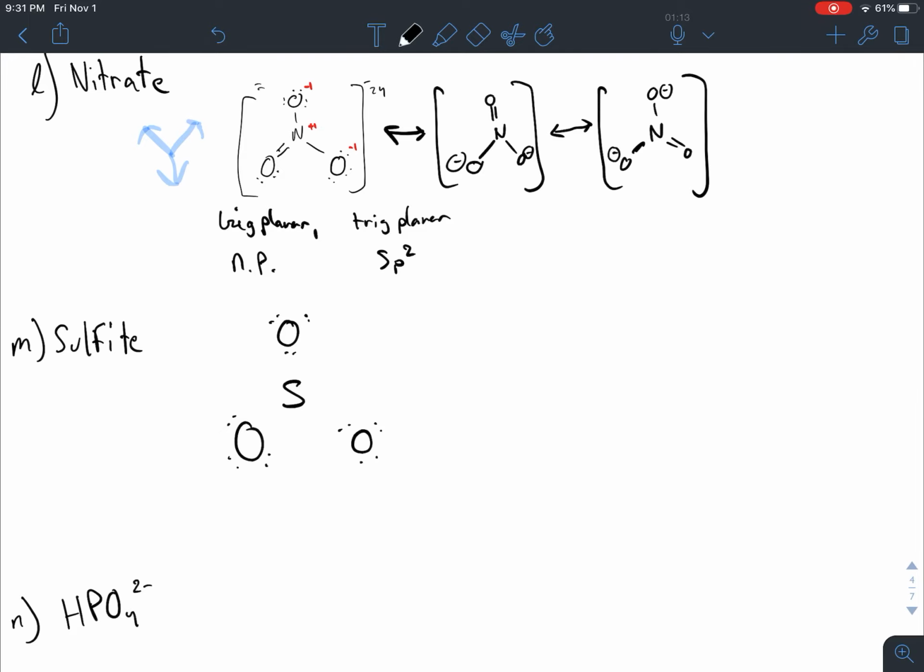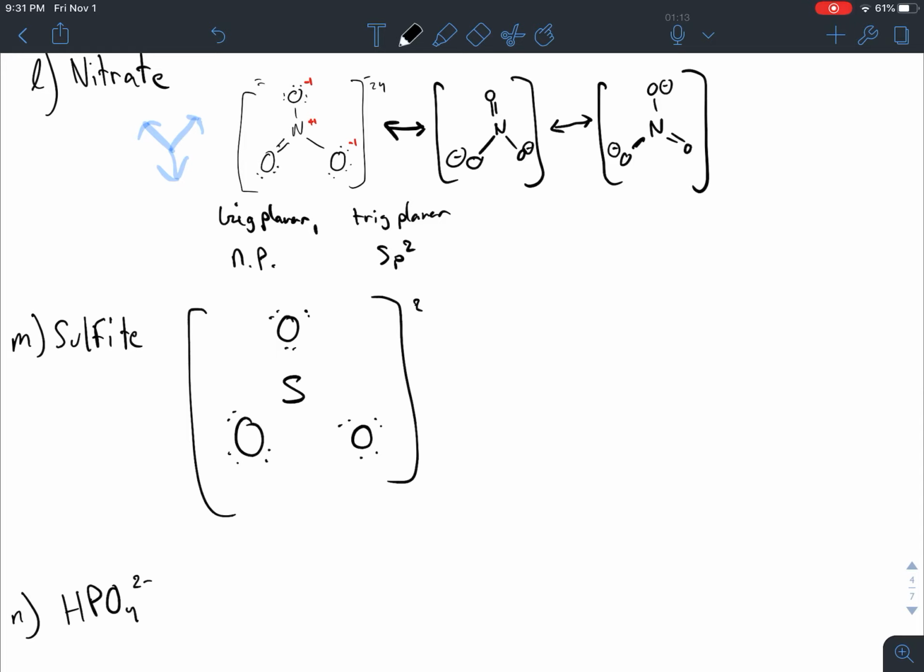Sulfur has 6, but what's the charge of sulfur? I mean sulfite. It's 2 minus, right? So let's put 8 on that sulfur, and let's put 2 there, 2 there, 2 there, and 2 there. So you connect the dots. Turn this lone pair, this pair of electrons, into a single bond. Connect those dots.